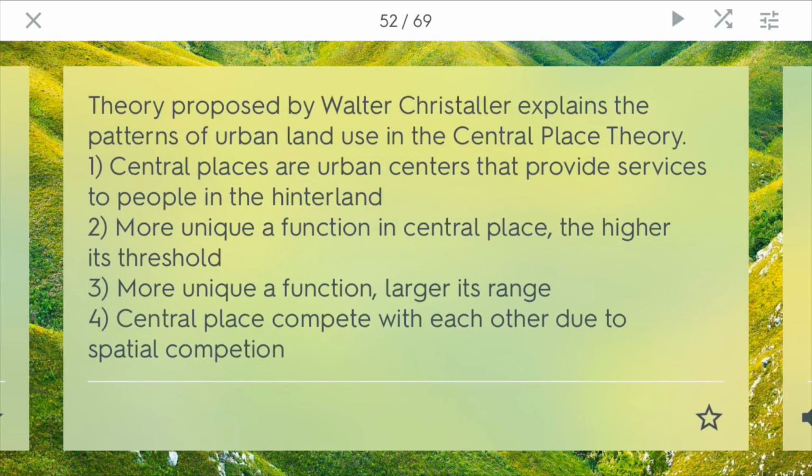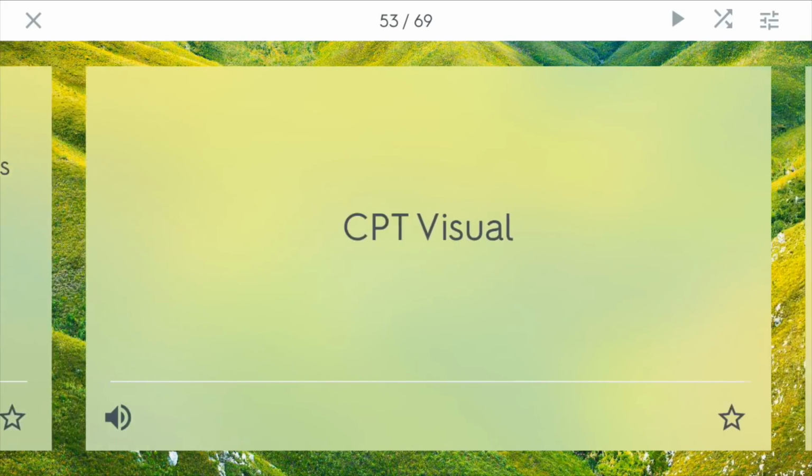It was a theory proposed by Christaller that explains the patterns of urban land use in the central place theory. Central places are generally urban centers, usually a city, that provide services to people in the hinterland. The hinterland is the area surrounding the central city, and in the hinterland, there are usually tessellations or different areas of other cities, smaller cities, markets, and towns that sort of revolve around this general city.